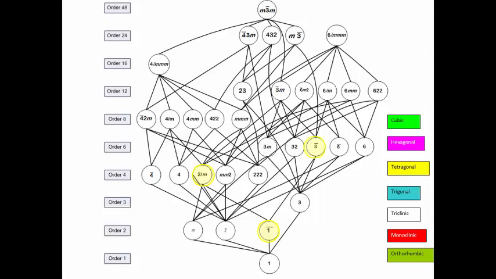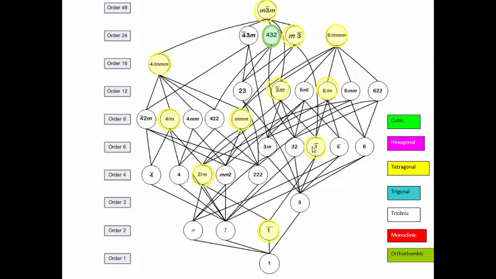And if we go up on the other side here, we can go up to 3 bar, and then we can fill in mmm, 4 over m, just follow it up, 6 over m, 3 bar over m, 4 over mmm, 6 over mmm, 3 bar m, m3 bar, and m3 bar m. These are the 11 centrosymmetric groups, and if you're going to look at piezoelectric effect, you also have to knock out the 4, 3, 2.